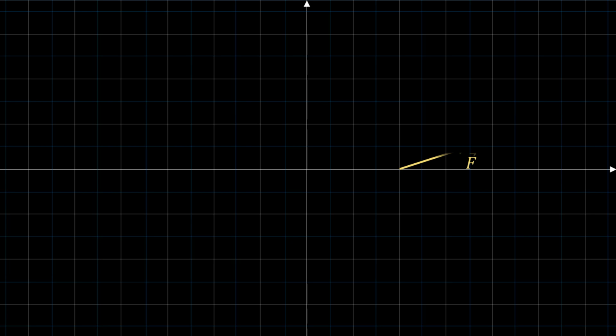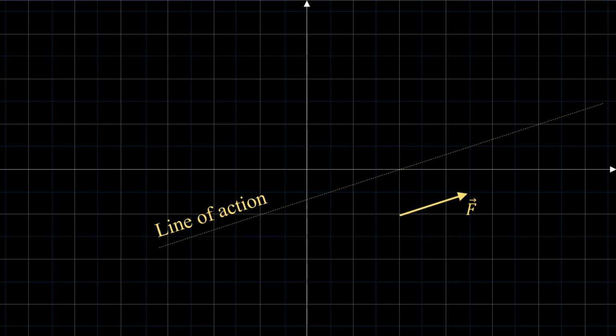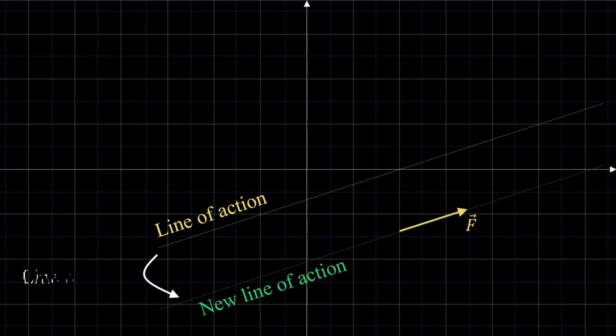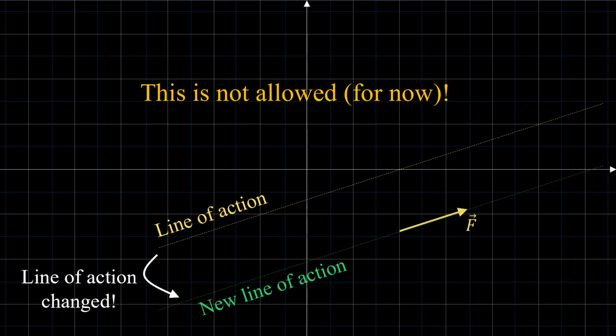Specifically, let's say that force vector F is given to us as shown in the coordinate system. Consider a hypothetical line that passes through F. We call this line the line of action for vector F. In statics, we are only allowed to move force vector F along its line of action. We cannot move F in such a way that its line of action would change. So here you can see that the line of action changed, and this is not allowed, at least for now.